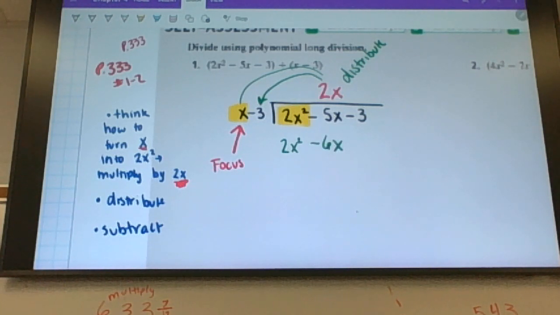-6x. We're on the subtraction part. Subtract. What is -5 minus -6? That's a 1x. Good job. That's why you guys are here. We don't do that right now. Number 1. -5 minus the -6 is just x by itself.